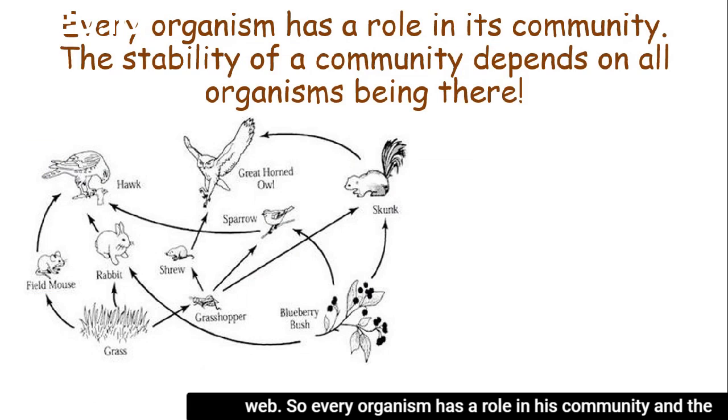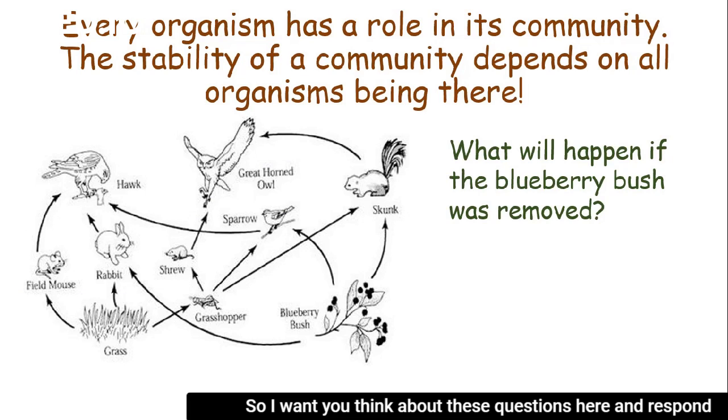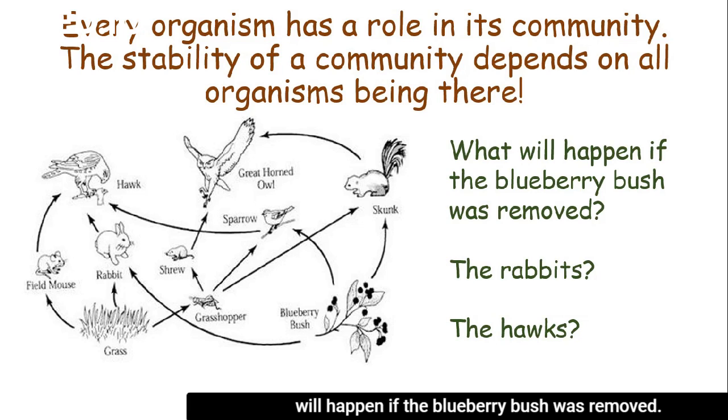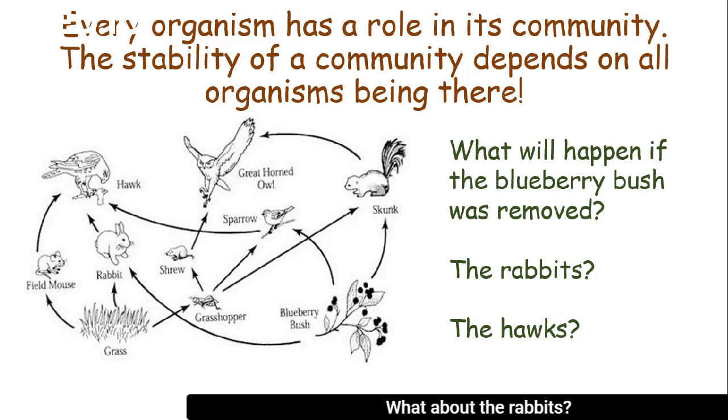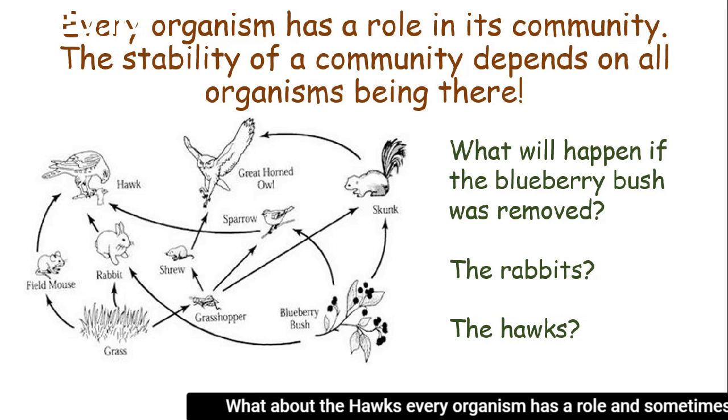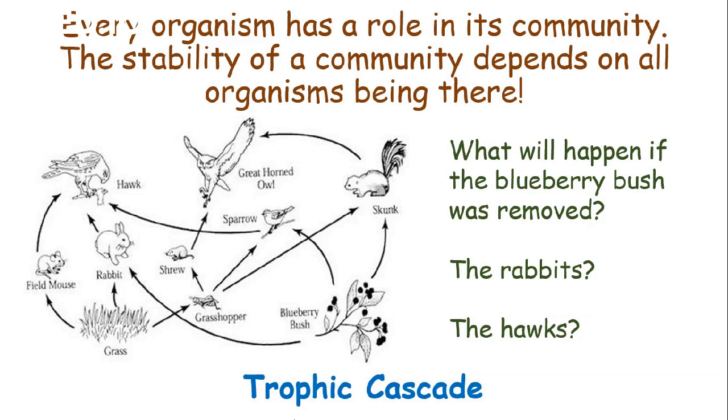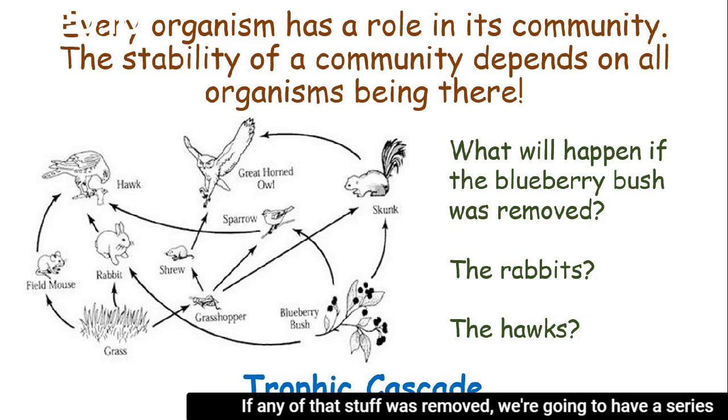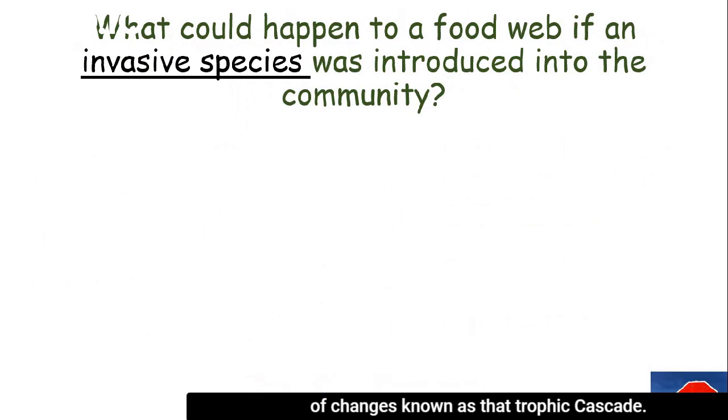So every organism has a role in its community, and the stability of a community depends on all organisms being there. So I want you to think about these questions here and respond. What will happen if the blueberry bush was removed? What about the rabbits? What about the hawks? Every organism has a role, and sometimes multiple organisms are dependent on them. If any of that stuff was removed, we're going to have a series of changes known as a trophic cascade.